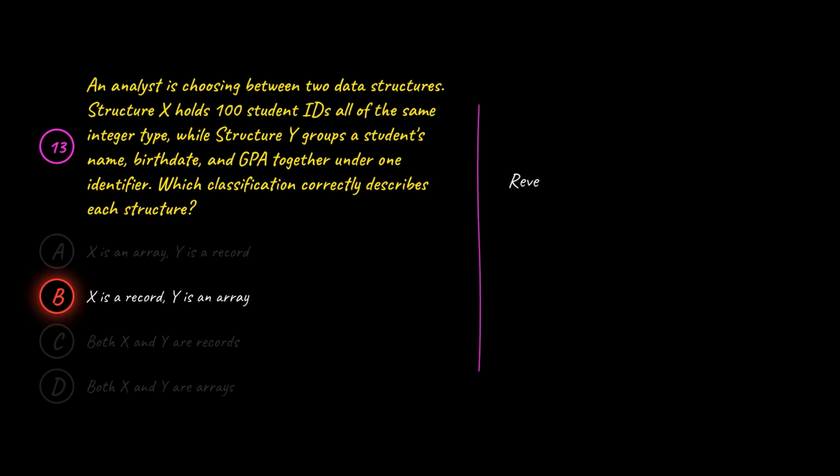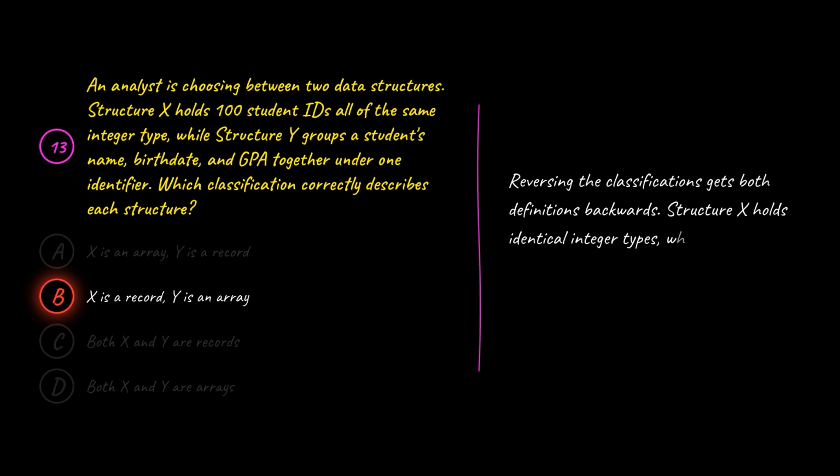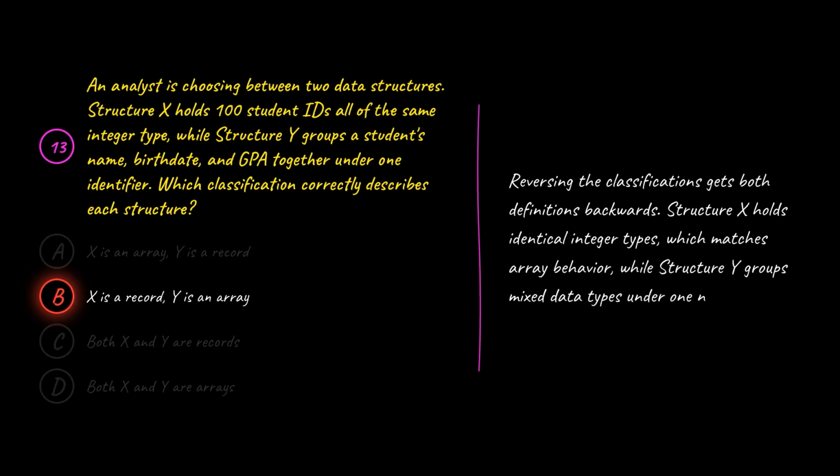B is wrong because reversing the classifications gets both definitions backwards. Structure X holds identical integer types, which matches array behavior, while structure Y groups mixed data types under one name, which matches record behavior instead.